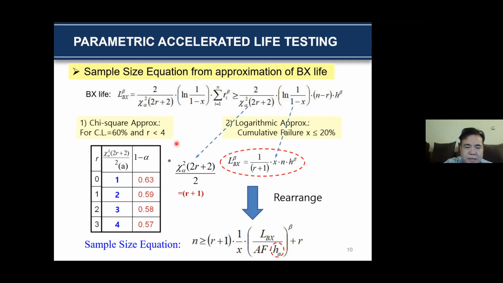We can approximate it. There are two approximations: one is a chi-square approximation, and the other is a logarithmic approximation. When the confidence is less than 60% and r is less than 4, the chi-square distribution uses r plus 1. The logarithmic approximation applies when the cumulative failure is less than 20% at the approximate Bx. We rearrange and combine to get the sample size equation.